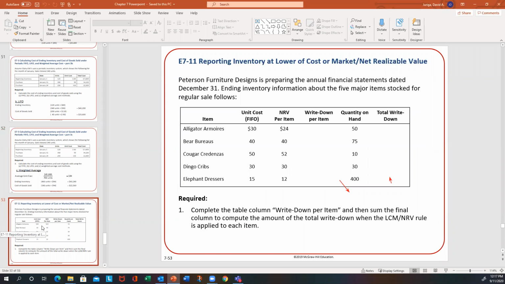All right, on this one, we'll take a look at a lower cost to market problem. And you can see here we've got different units. We've got what they call the net realizable value, the write down, the quantity on hand, and then the total write down. So it says complete the table column, write down per item, and then sum the final column to compute the amount of the total write down using that lower of cost or market rule.